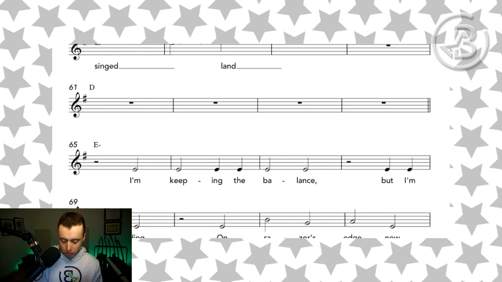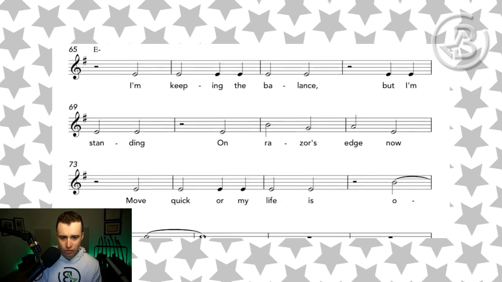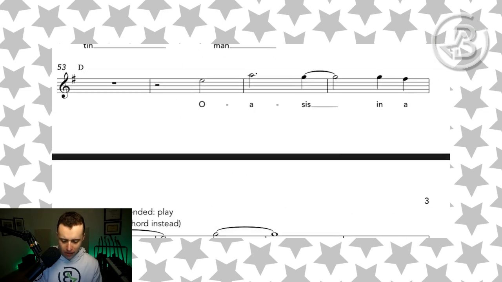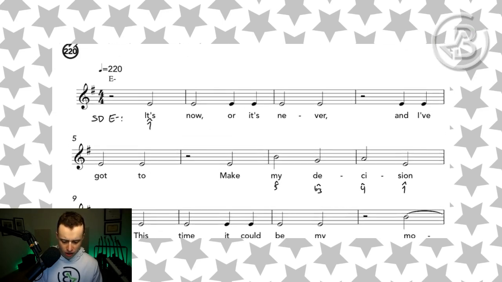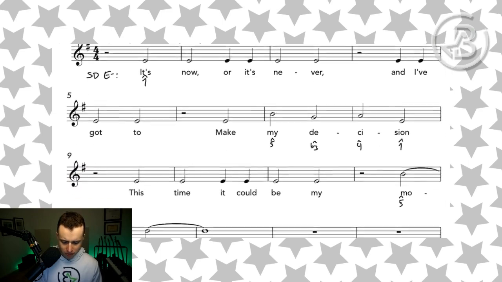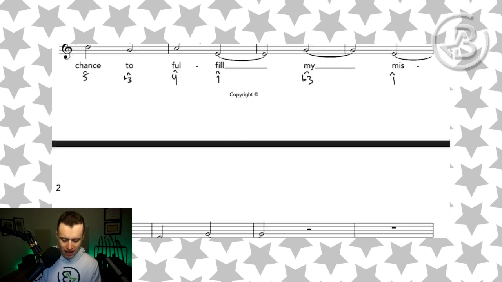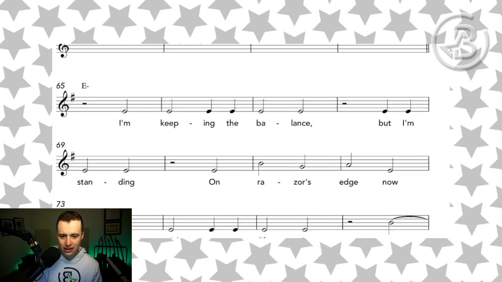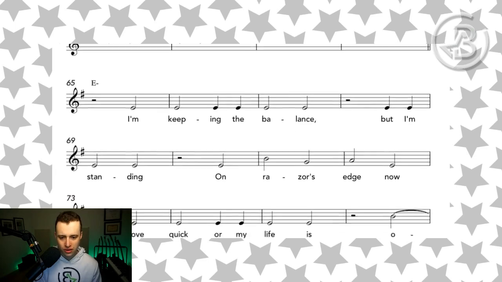Now, speaking of repeated notes, I'm keeping the balance, but I'm standing on razor's edge now. These are the same notes and the same rhythms as we had from verse 1, from the first time we saw this, all the way back in, there you go, measure 1, 2, 3, 4, 5, 6, 7, 8. We can actually see we're back to the same exact 8 measures of notes here.